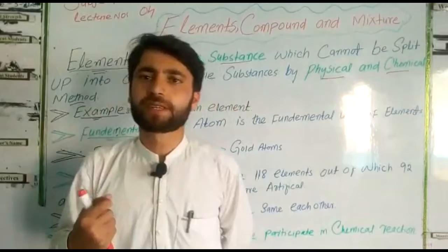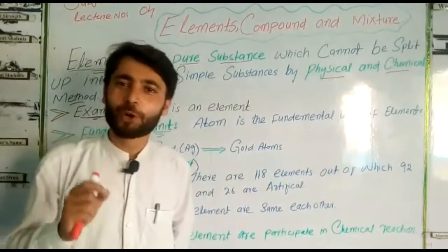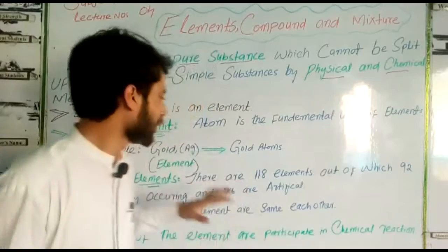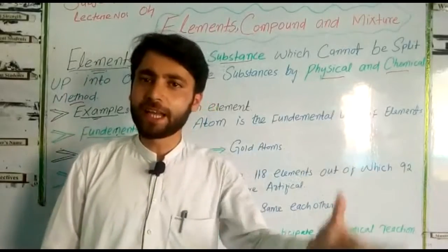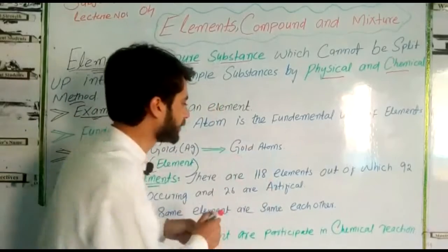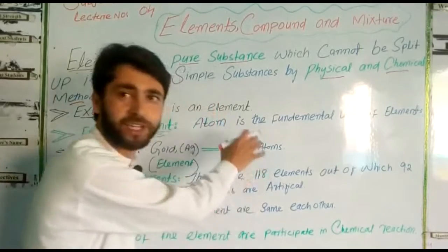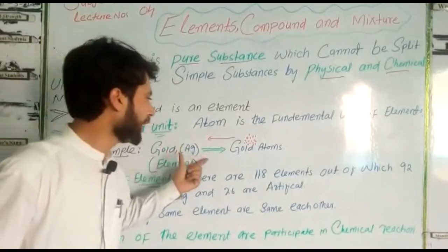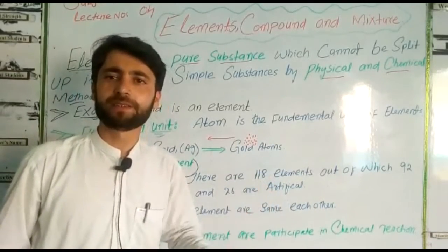We have learned in our previous classes that we cannot see an atom. So how can we say that gold is an element? Gold is an element because this gold consists of millions of atoms. It means that the gold which we observe in markets and in our houses is basically an element, not an atom. Why? We cannot see an individual atom. Let us suppose this is a gold atom. Many gold atoms combine with each other and form the gold element. So gold element is made up of gold atoms. So the fundamental unit of any element is the atom.